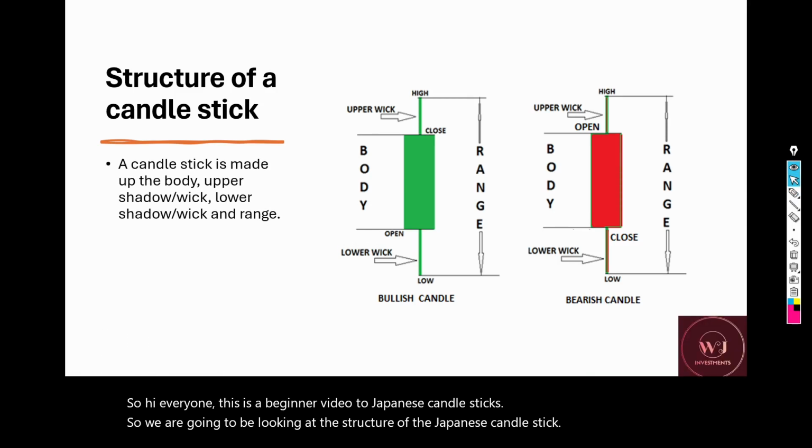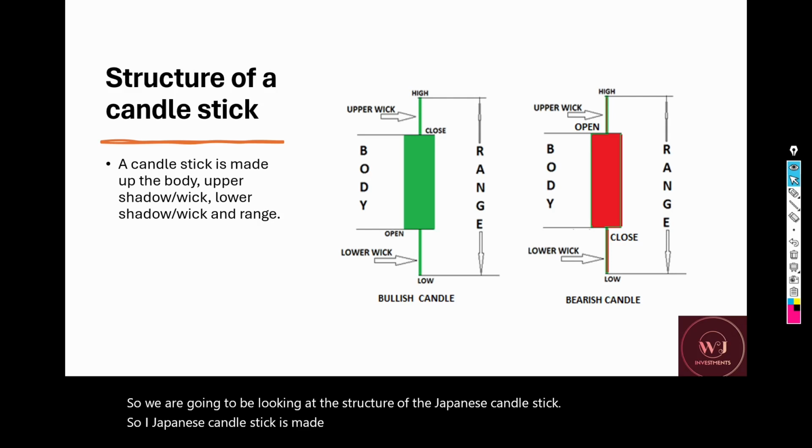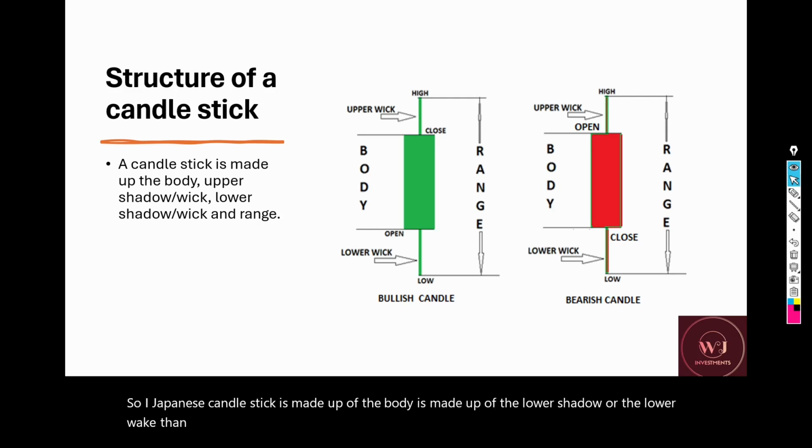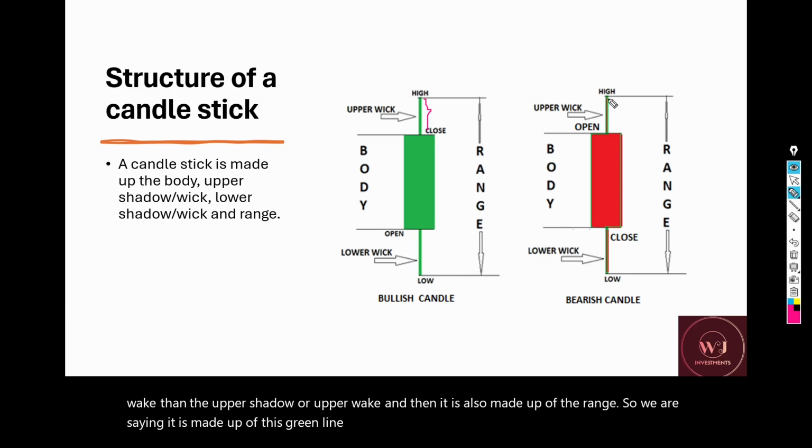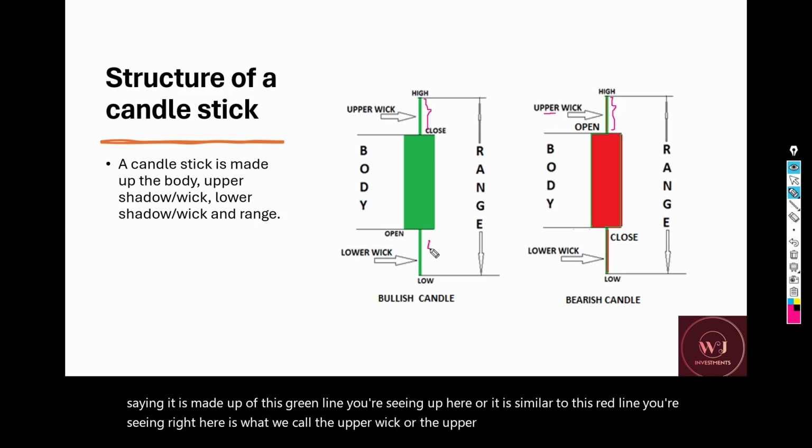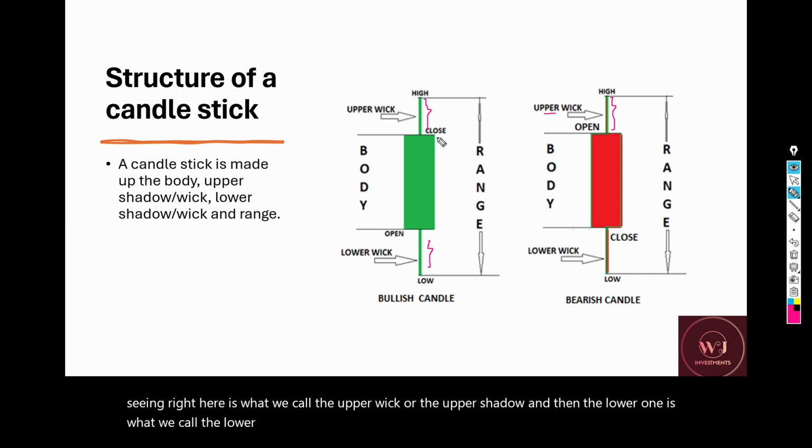So a Japanese candlestick is made up of the body, the lower shadow or the lower wick, then the upper shadow or upper wick, and then it is also made up of the range. So it is made up of this green line you're seeing up here, or similar to this red line you're seeing right here, which is what we call the upper wick or the upper shadow, and then the lower one is what we call the lower wick or the lower shadow, and then this solid bar is what we call the body of that candle.